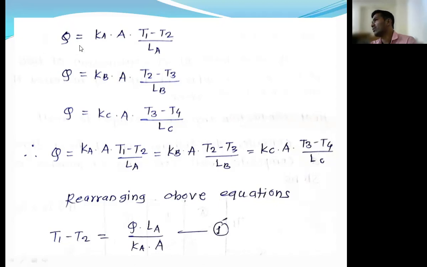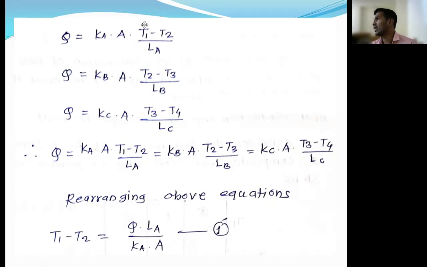Okay, so we have to write down the equation for the plate A. Q is equal to what? So what is the equation of the plane wall? K into A into T1 minus T2 divided by L. So similarly we have to write down the equation for plate A. What is the thermal conductivity of plate A? K into area. And what is the temperature for the plane wall A? That is T1 minus T2 divided by what is the thickness, LA.